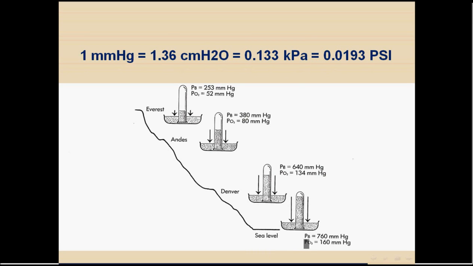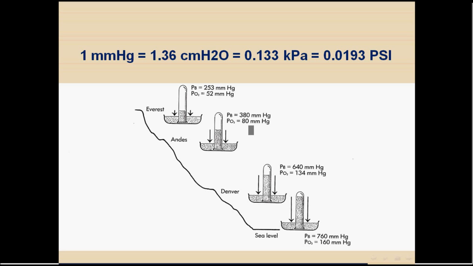Look at this. This is at sea level. We have mentioned that the barometric pressure is 760 millimeters mercury, and the partial pressure of oxygen in air is 160 millimeters mercury. When you go to Denver, the height is associated with a drop of the barometric pressure to 640, and the partial pressure of oxygen drops to 134. In the Andes, there's more drop of the barometric pressure to 380, and more drop of the partial pressure of oxygen in air to 80 millimeters mercury.